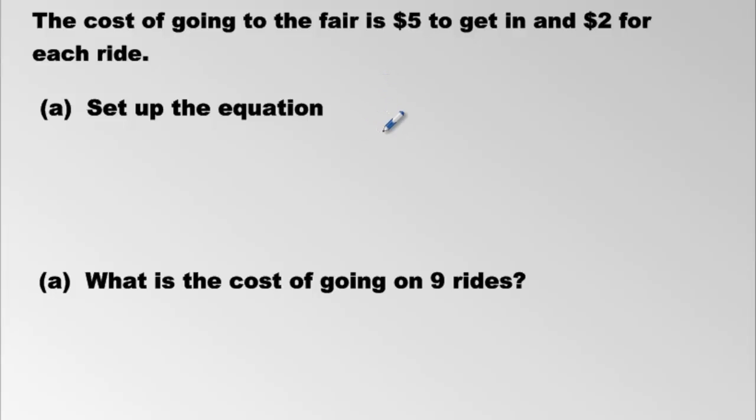But then anything extra is going to be $2 per ride for each ride. So if you go on 3 rides, isn't it going to be 2 times 3? If you go on 8 rides, isn't it going to be 2 times 8? Do I know how many rides I'm going on? We do. It says right here 9 rides.